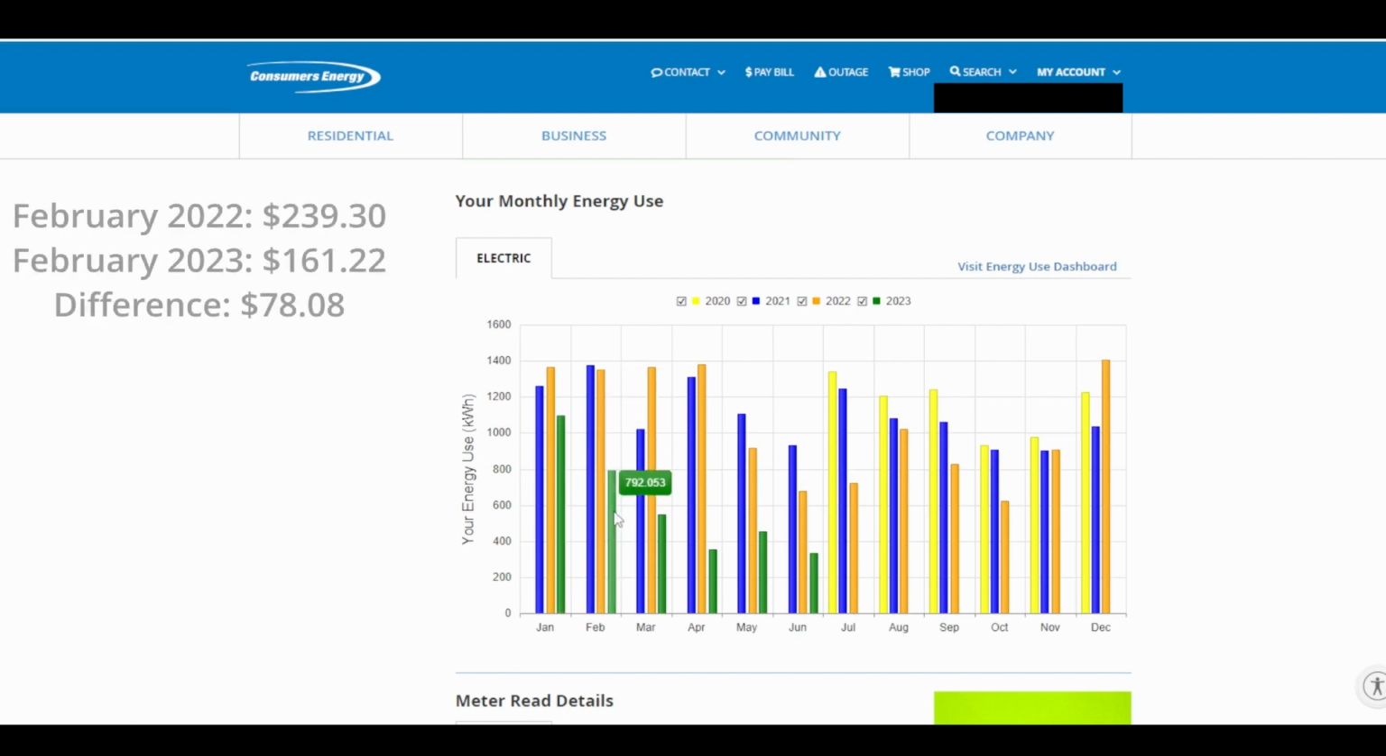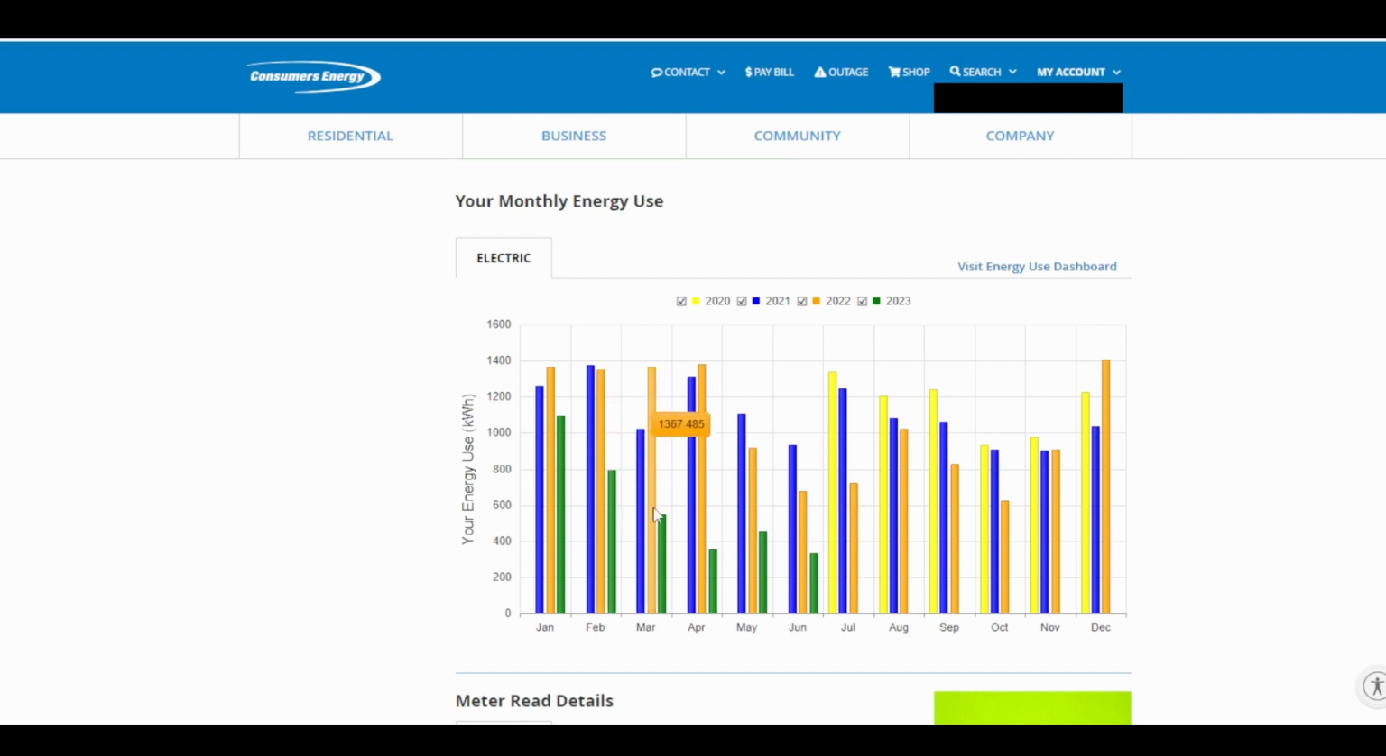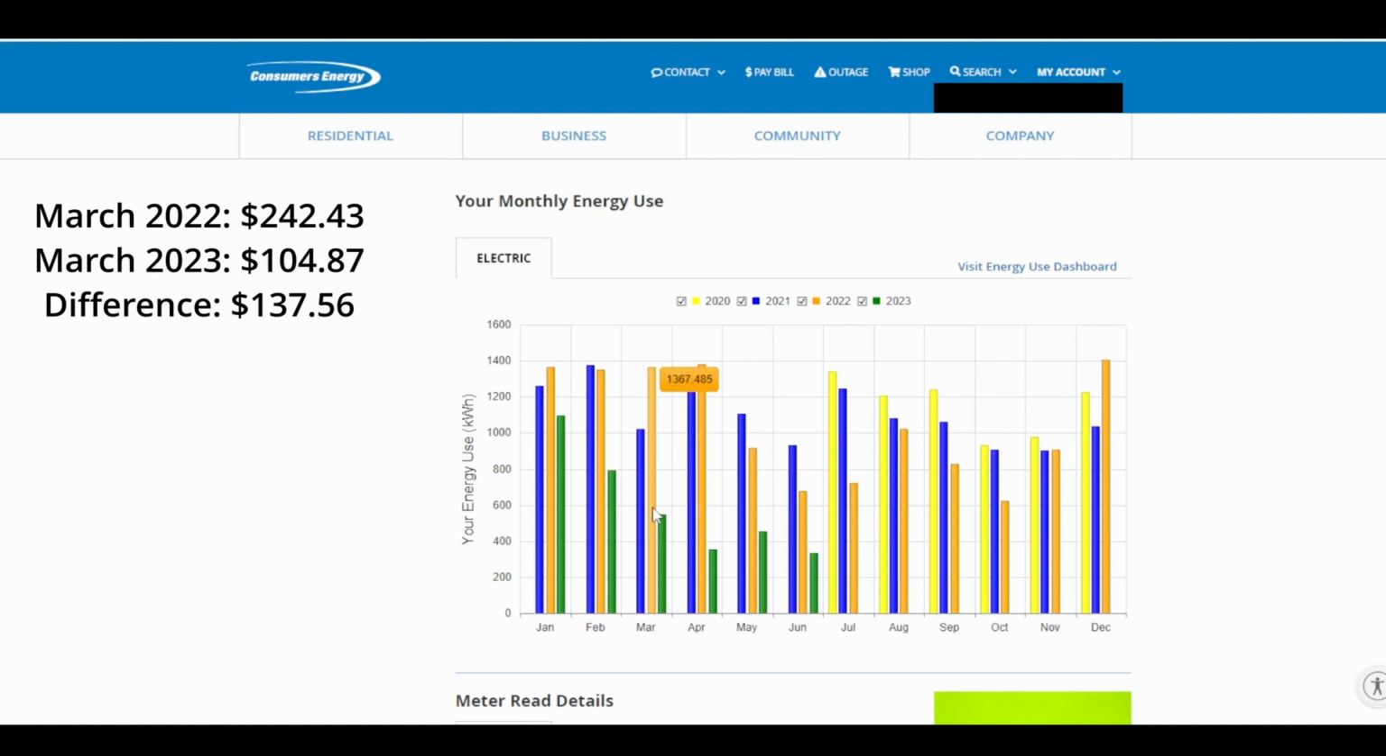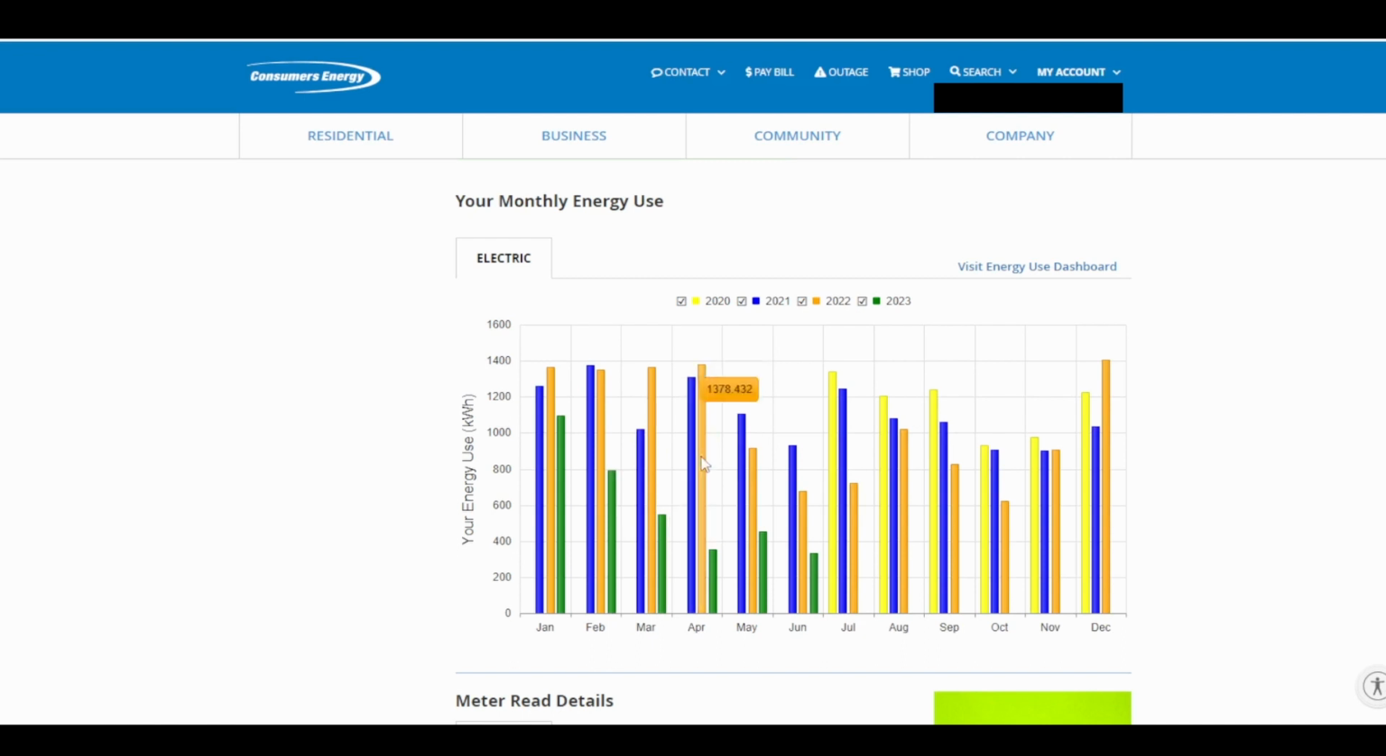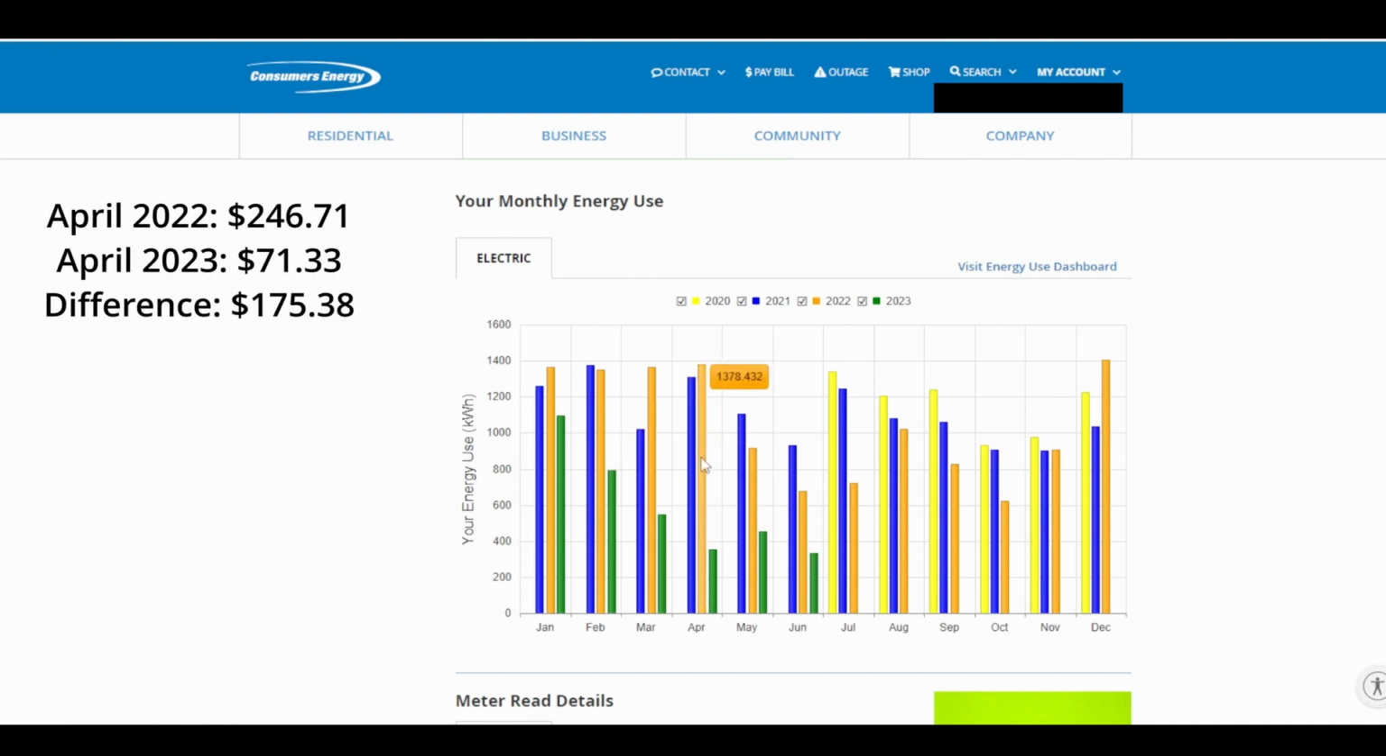And in February, you can see from last year, 1349 kilowatts down to 792. In March, 1367 down to 548. And April is the biggest one so far, 1378 kilowatts used from 2022 down to 354. Huge savings, which is just amazing. I can see the cost savings already.